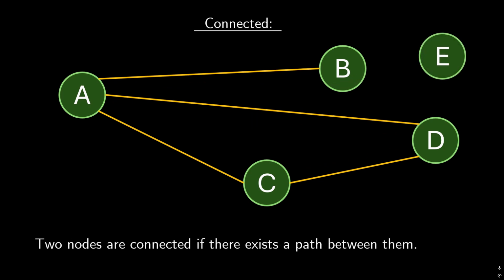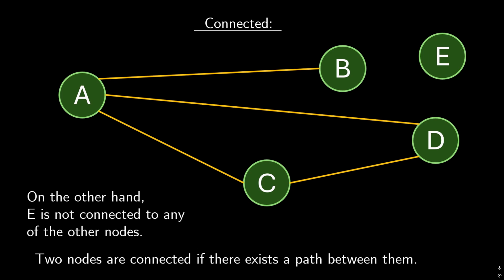Moving on, let's talk about the notion of connected. Two nodes are connected if there exists a path between them. For example, I hope it's clear from the picture here, but nodes A, B, C, and D are all connected. There's definitely a path between any of them. For example, B is connected to A, we know that. We know B is connected to C because it can go through A. It could also go to D if it wants to. A can go to D, A can go to C, and so on and so forth. So they're all connected. On the other hand, E is not connected to any of the other nodes.